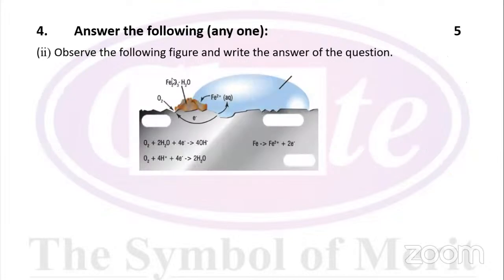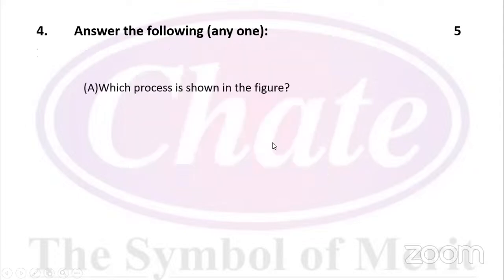So we are moving on to the last question of this question paper: observe the following figure and write the answer of the question. After just looking at this diagram, we can understand that they are showing the rusting of an iron. So let's see the first question. Which process is shown in the figure? Yes, obvious. It is the rusting of iron.